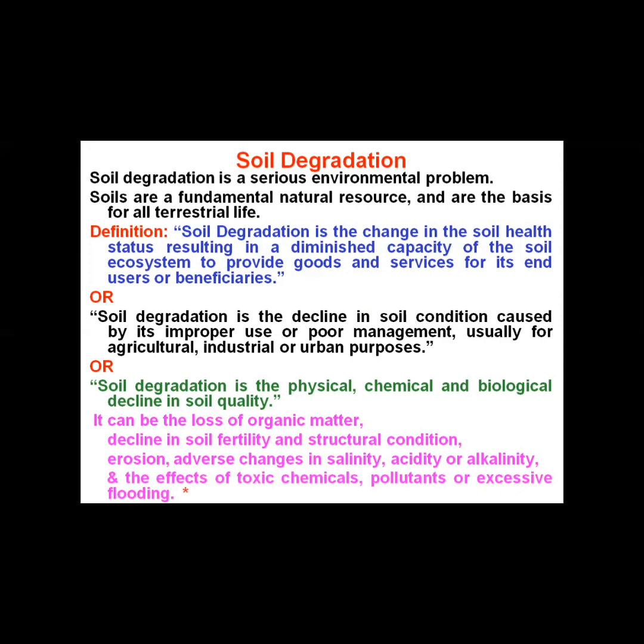In this, we have seen the definition of soil degradation and how it causes loss. It may cause loss of organic matter, decreased soil fertility, destruction of soil structure, erosion, adverse changes in salinity, acidity or alkalinity. It may have the effect of toxic chemicals, pollutants or excessive flooding. Then we will see the different types of soil degradation.